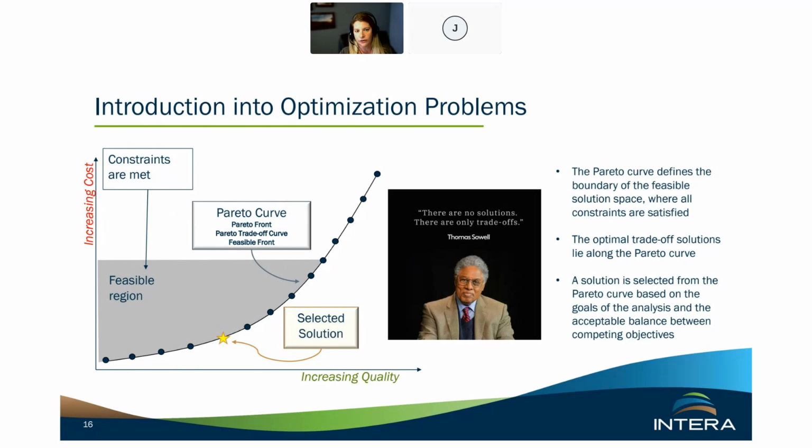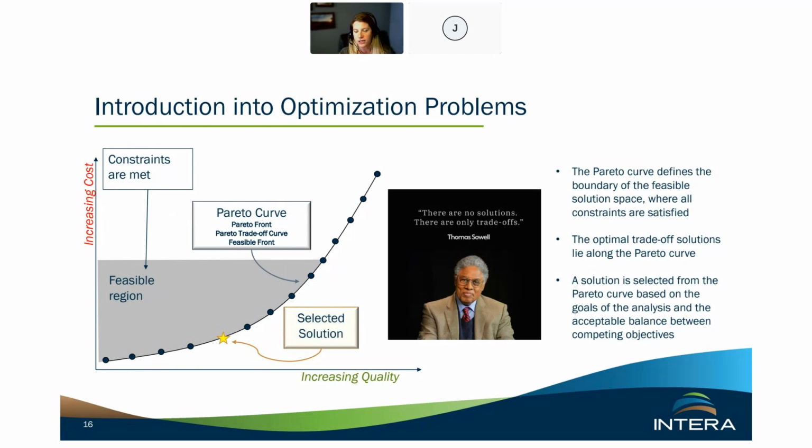I have a quote here from Thomas Sowell that there are no solutions, there are only trade-offs. I don't know if he was talking about optimization when he said that, but it fits really well, because even though we have this algorithm that's finding the optimal solutions for us, it still is generating multiple optimal solutions, and we still have to pick where we want to trade off our objectives.